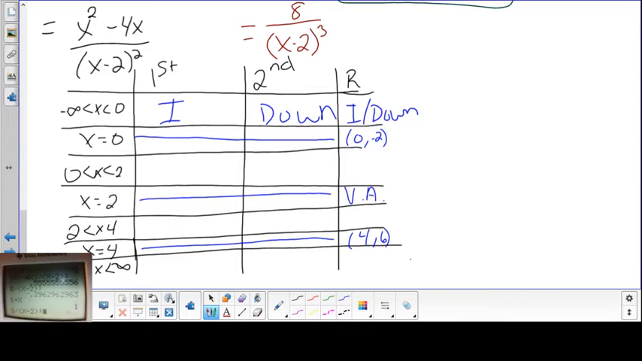I'm going to do it again. There's my second derivative. Do it a third time, and hey, there's my first derivative. Cool. I'm going to hit enter. So I get a negative, so I'm decreasing.